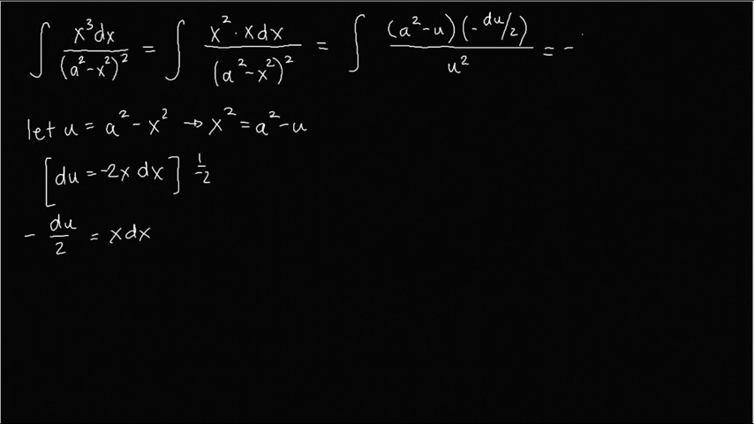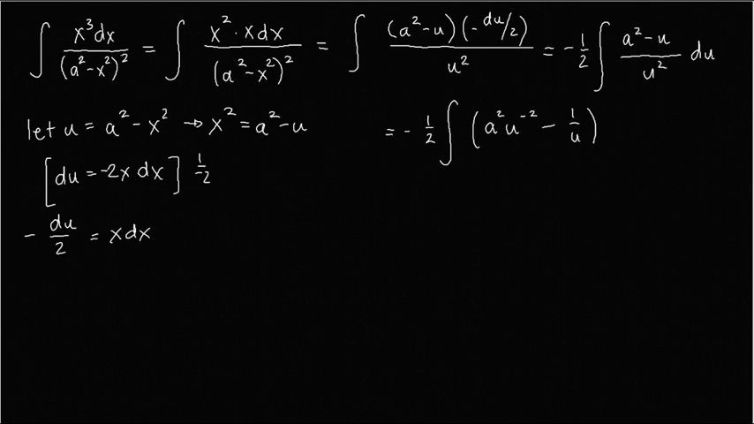Factoring out negative 1/2, this will yield to what? Negative 1/2 integral of a squared minus u over u squared du. And likewise, we have negative 1/2 integral of a squared u raised to negative 2 minus u divided by u squared is 1 over u du. Okay, we can simply put 1/2 inside so that our sign will be reversed, no?